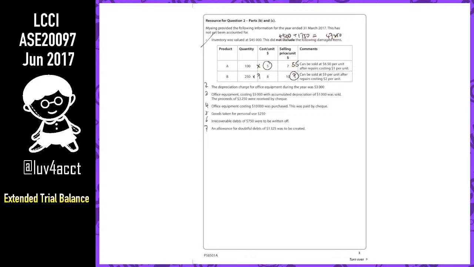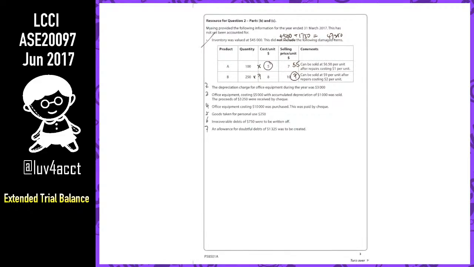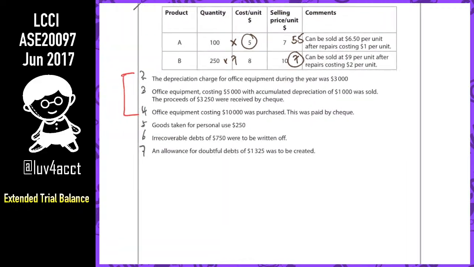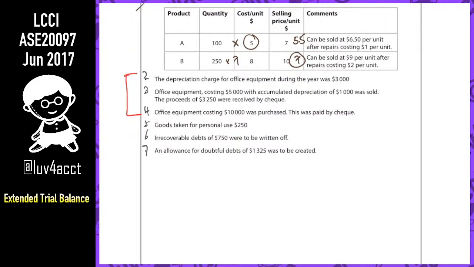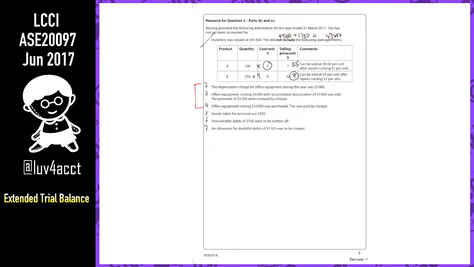Office equipment costing 5,000 with accumulated depreciation 1,000 was sold. The proceeds 3250 was received by check. So many things, so let us do these two items together. And we still have one more thing, that is the purchase of office equipment. So many things at the same time. 10,000 purchase, and then disposal 5,000, 1,000, and then the proceeds 3250, and then depreciation. Very nice.